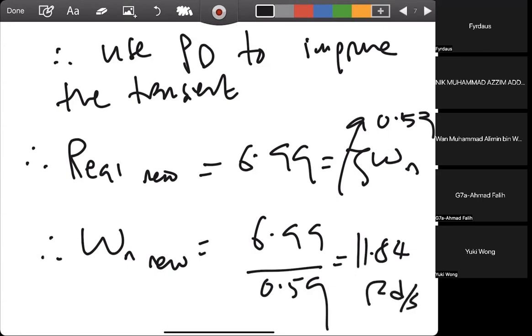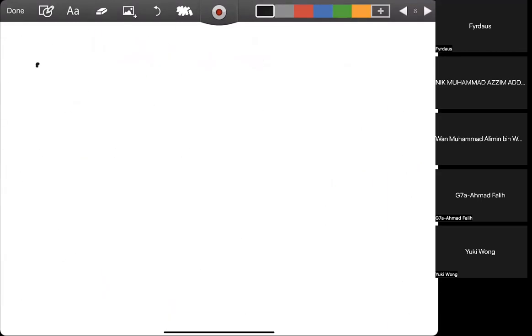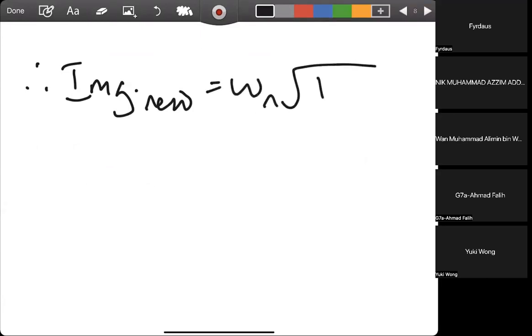Okay, and the imaginary part of the new pole is omega n times square root of 1 minus zeta squared. So we already know the omega n new and zeta, and it is already given from the graph, which is j9.55.